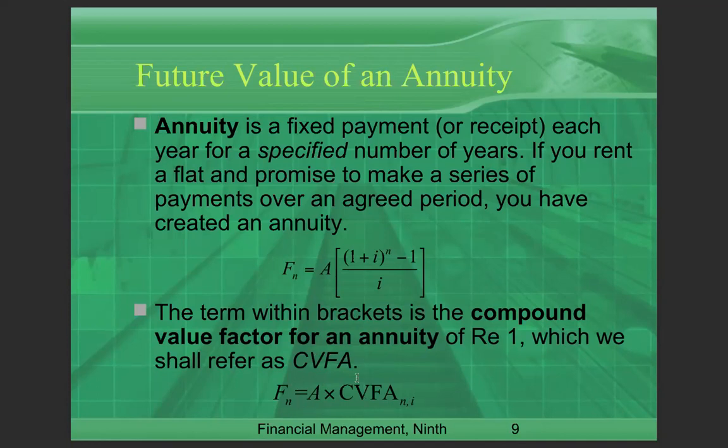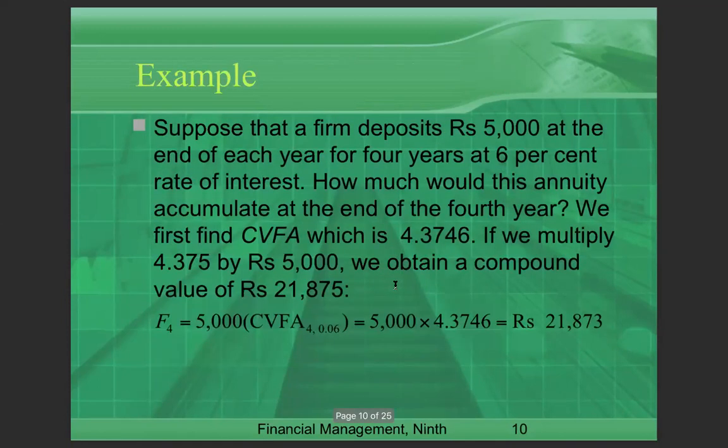This is calculating from the table. This is calculating manually. Let's take an illustration. Suppose that a firm deposits 5,000 at the end of each year for 4 years at 6% rate of interest. How much would this annuity accumulate at the end of the fourth year?